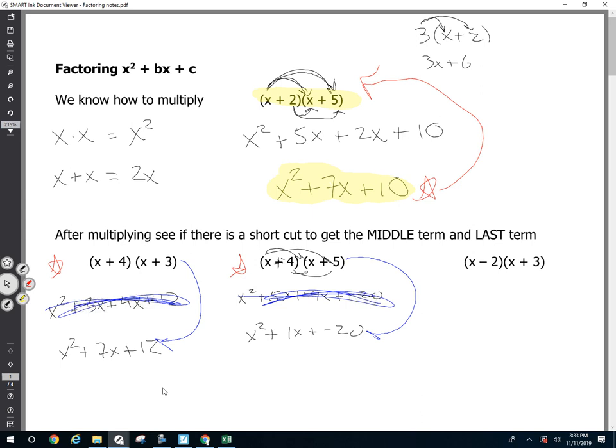Can you skip the middle and go straight from x plus 4 times x plus 3 to x squared plus 7x plus 12? Can you go from x minus 4 times x plus 5 straight to x squared plus x plus negative 20? Can you go straight from x minus 2 times x plus 3 to x squared plus something x plus something else?